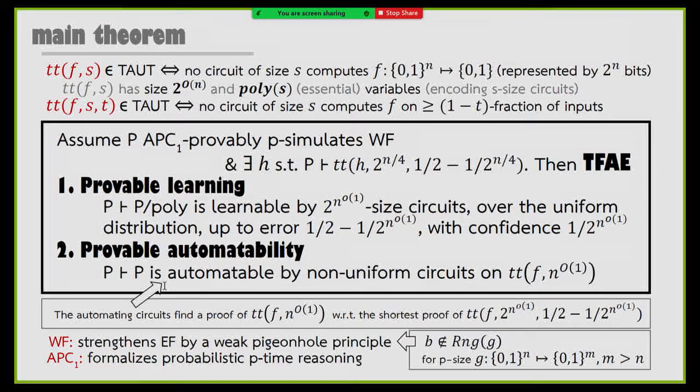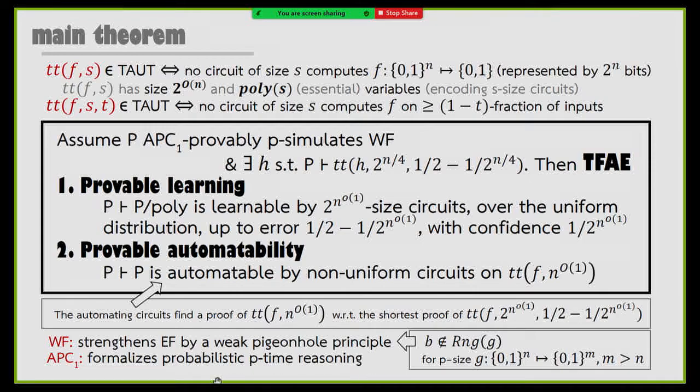I should say what the system WF is. This is a very natural strengthening of extended Frege by the so-called dual weak pigeonhole principle, which allows you to use formulas of the form that some string B is outside of the range of a generator, which maps strings of length n to strings of length m for m bigger than n. It turns out that using such formulas, you can actually develop a machinery of approximate counting inside the proof system.